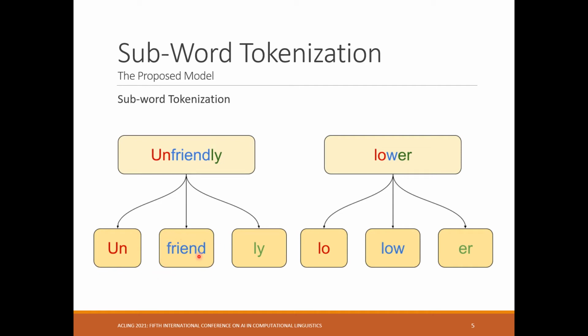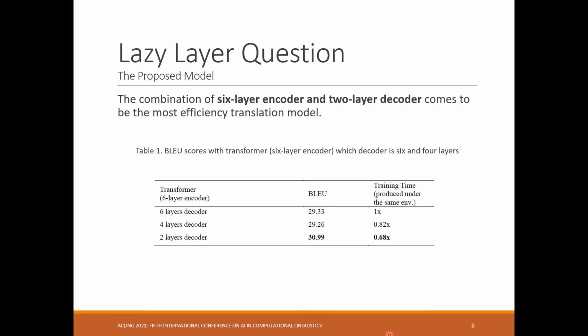friend, ly. Lower can be split to low and er. With the above method, we also deal with the sparse words in the training set, split the sparse words into subwords, increase the relationship with different words.